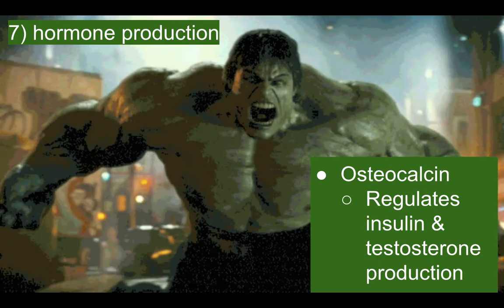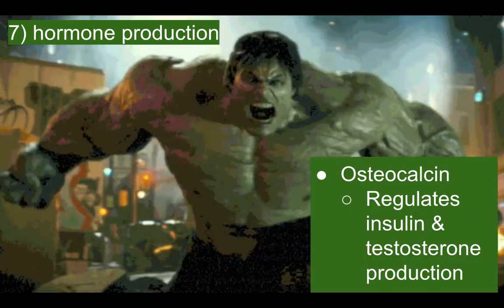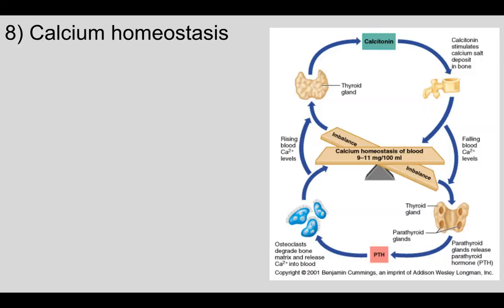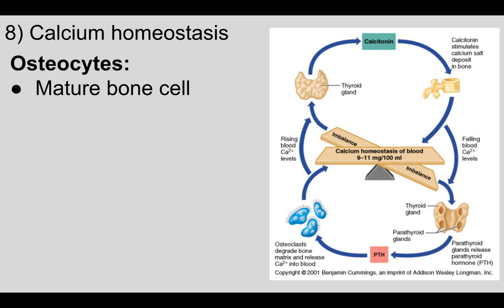So there we get the Hulk. Number 8 is calcium homeostasis, and you're not responsible for the diagram. It's just, we'll come back and look at that in some detail. But I do want you to be familiar with the 3 different types of cells that you find in bone tissue. So there's osteocytes. These are mature bone cells. They do whatever bone cells do, carry on regular old daily metabolism.